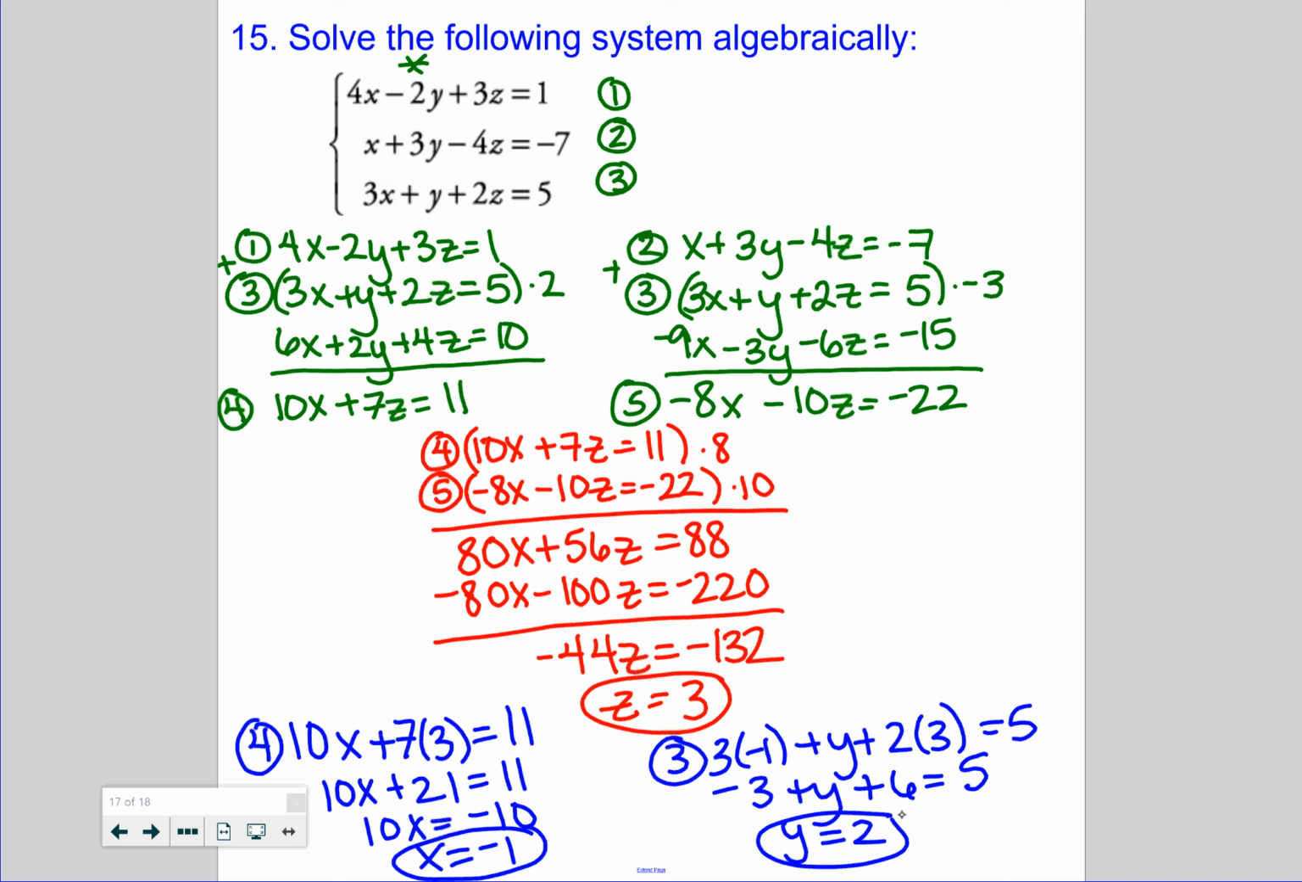Final answer, you can write x equals -1, y equals 2, z is 3, or you can write the 3-dimensional point, -1, 2, and 3. If you want to check it, type all 3 of those numbers into all 3 equations and make sure you get true statements for each.